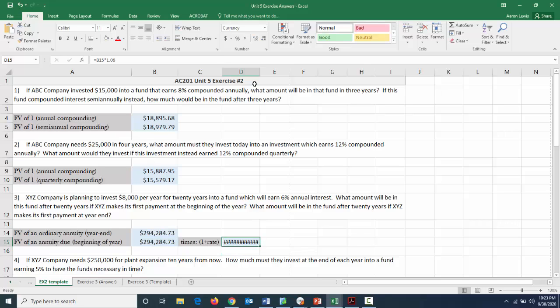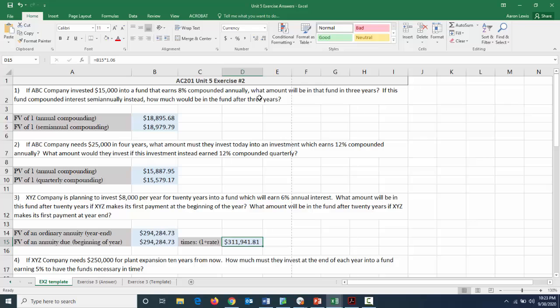And that tells us, once I expand this a little bit, that we're going to have $311,941.81 in if we make our first deposit today, because we get that extra year of interest.